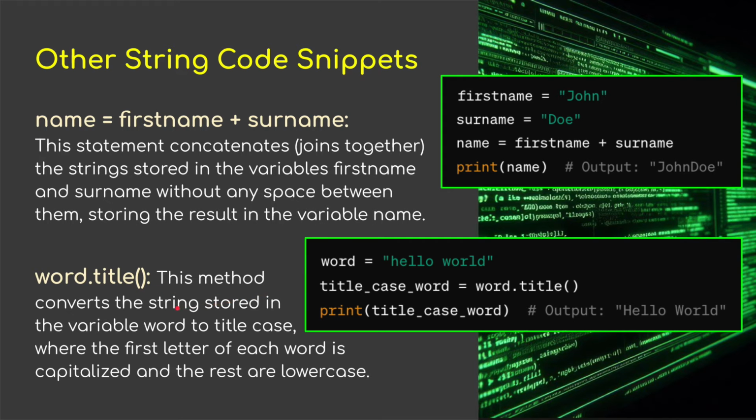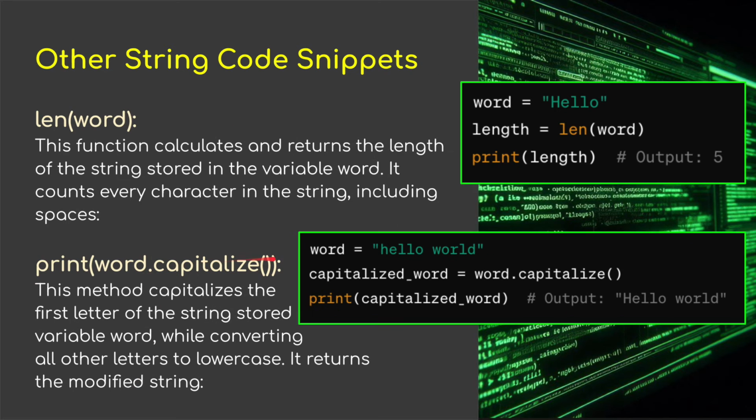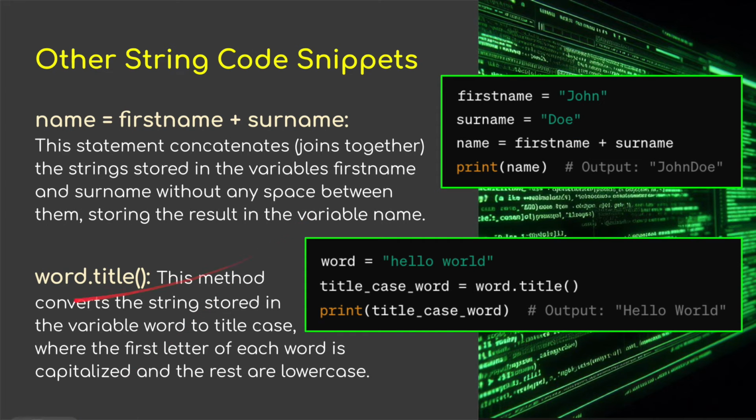Word.title converts a string stored in the variable word to title case, where the first letter of each word is capitalized and the rest is in lowercase. So a little bit like what we've just seen with word.capitalize. On this slide, we've now got word.title where it's going to print the first letter as a capital letter. It would be a lot easier just to write hello world with that. But if you've got a long sentence, then this is quite easy to go through and make sure everything's correct.